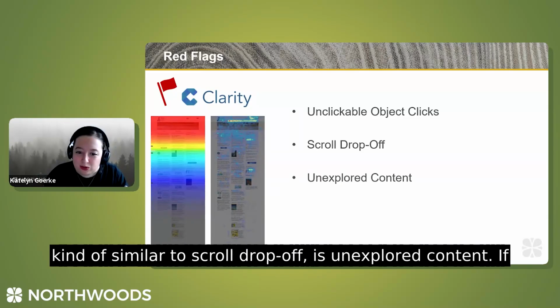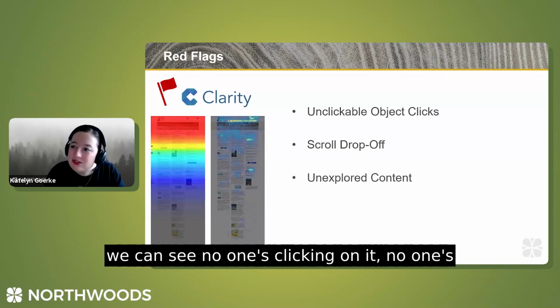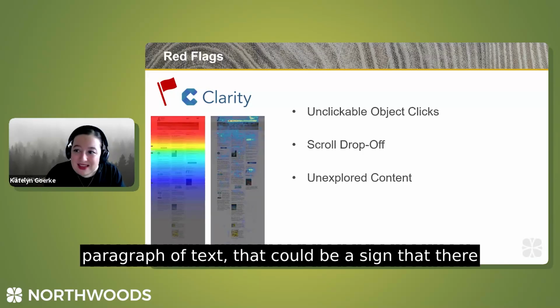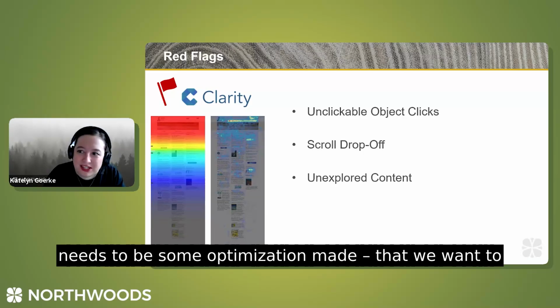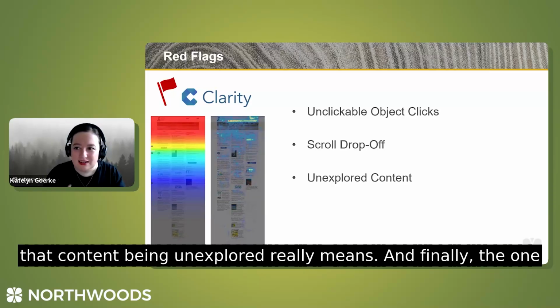And then the final thing, kind of similar to scroll drop off, is unexplored content. If there's some big calls to action on the page and we can see no one's clicking on it, no one's hovering their mouse over it, no one's reading a certain paragraph of text, that could be a sign that there needs to be some optimization made, that we want to look into why they're not exploring that content and what that content being unexplored really means.